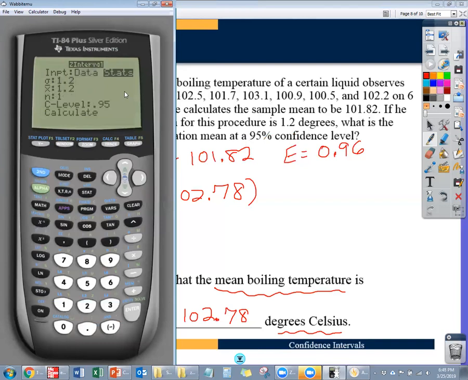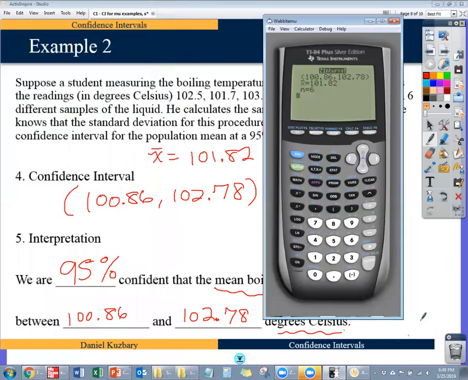You tell it what the sample mean is, which is 101.82. And you tell it what the sample size is. So in other words, it's just taking these numbers and it's going to plug it into the formula and get the margin of error and all these things. You tell it the confidence level. And if you do it this way, so those are my stats, you click calculate, and it'll give you the same interval that we got, which is right there.